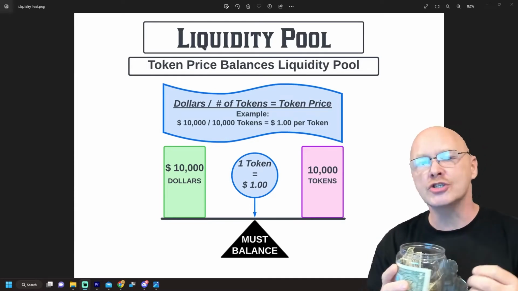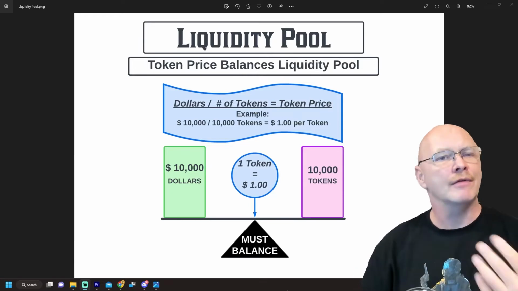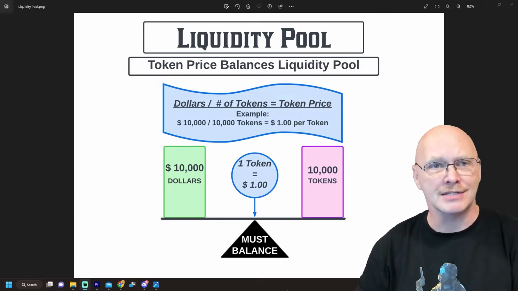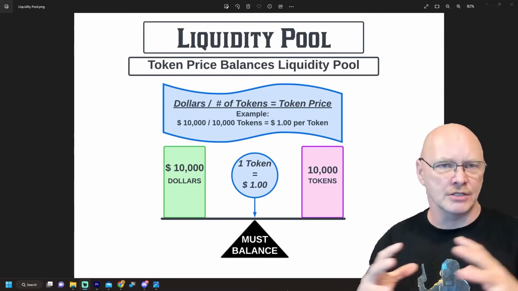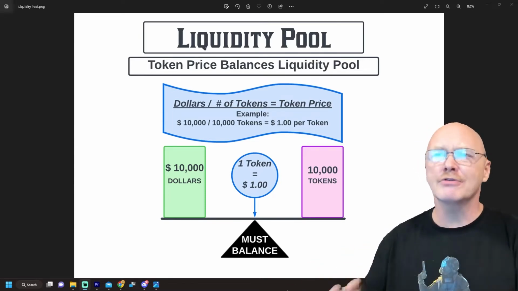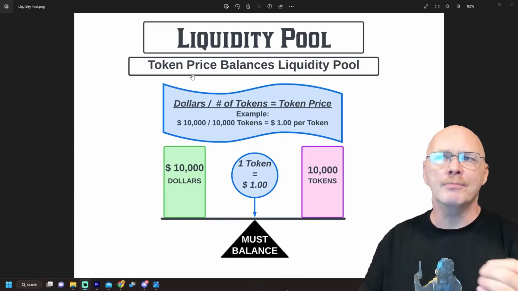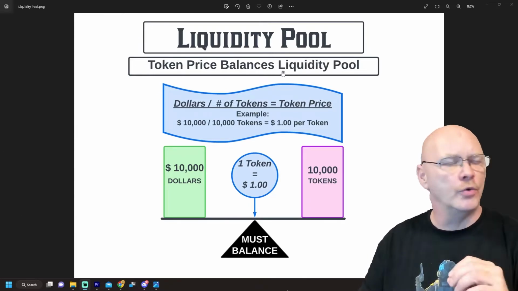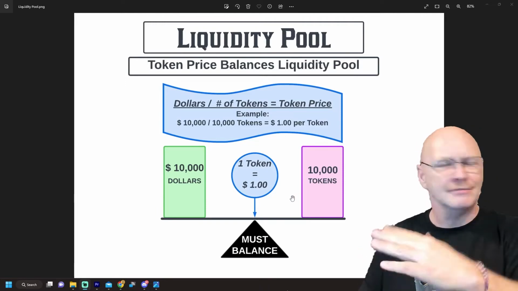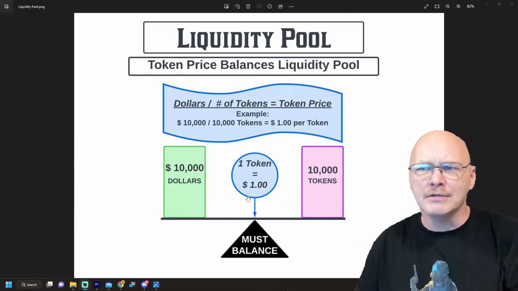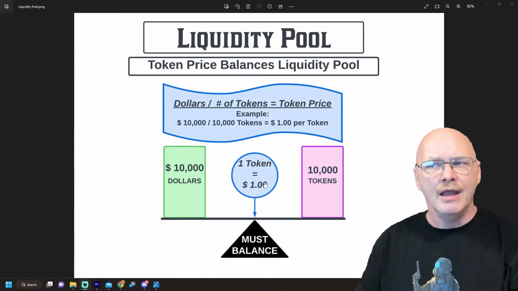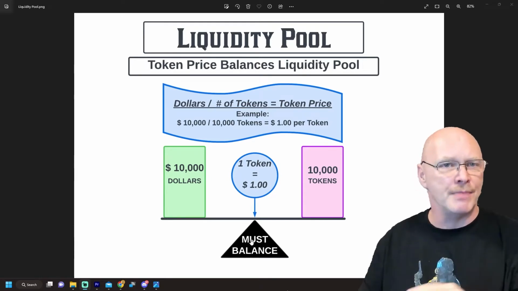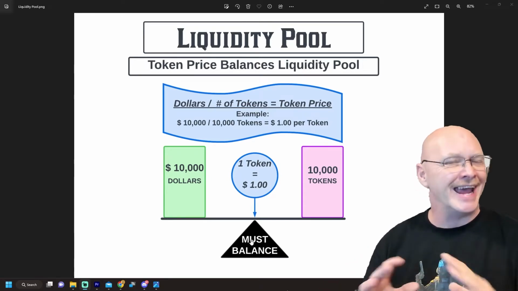Anytime you do, that's going to change the entire parameter, and therefore you have to do your calculations for the token price. And as we talked about in market cap, this is one of those key components that really set the token price out there, okay? So let's look at the diagram here. It says the token price balances the liquidity pool. So if we take this like a seesaw, okay? Right in the middle here at the fulcrum, that's your token price. One token equals $1. Now that always has to balance your liquidity pool. So that's why it says right here, must balance. That's a law, that's a rule, it has to happen that way.